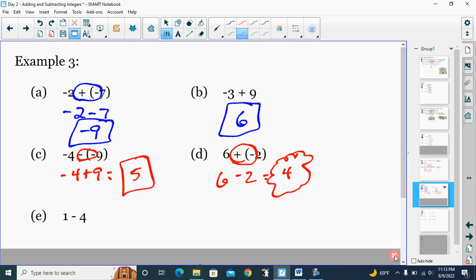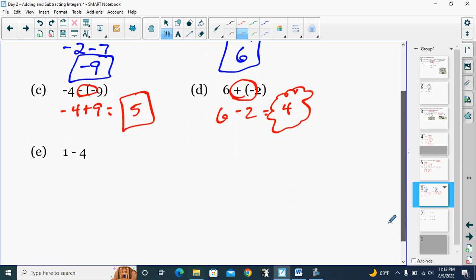And last one, 1 minus 4. 1 is positive, 4 is negative. One positive, one negative. We subtract. 4 minus 1 gives us 3. The bigger number is the negative one, so negative 3.